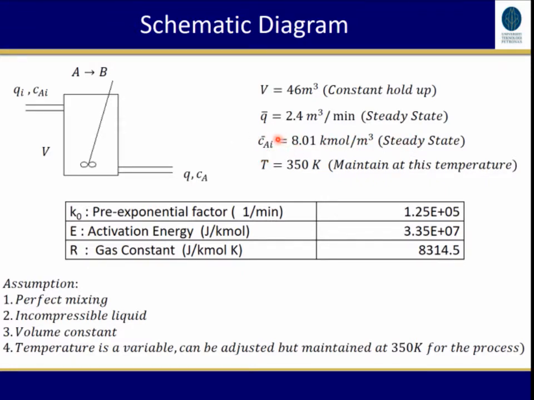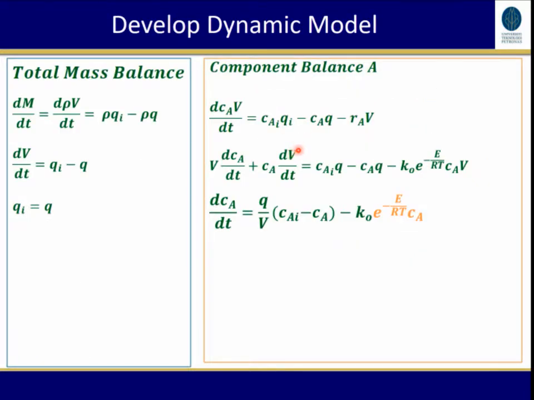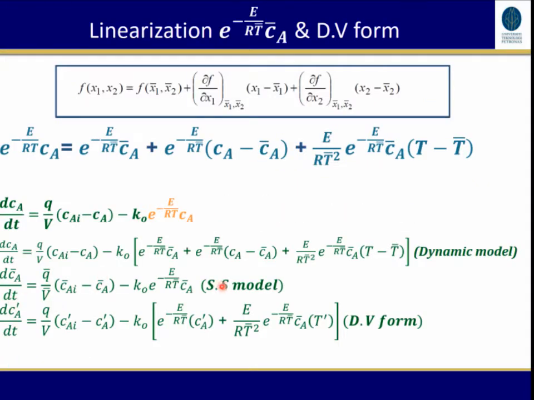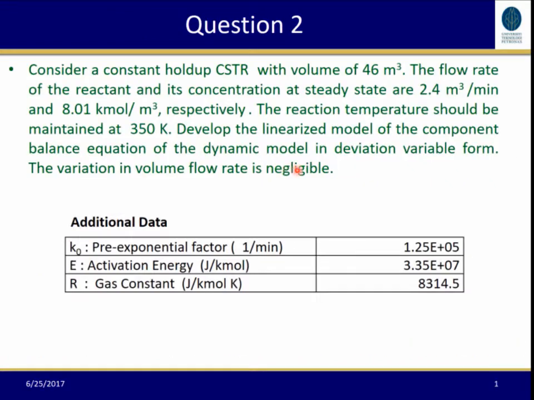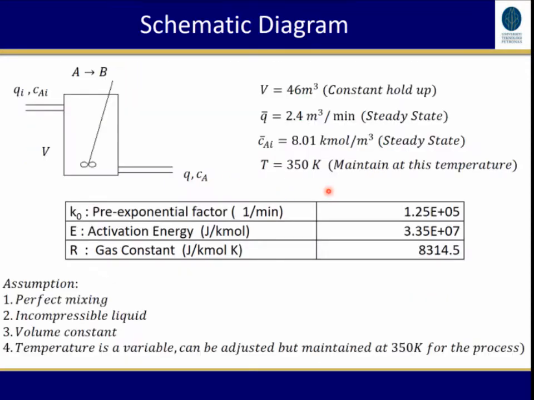It's not CA bar, because later when we solve the dynamic models until we get the steady state, there will be two terms, which are CA bar and CAi bar. The question always gives us the information at the initial steady state concentration, so that is CAi bar. Be aware of that. We are also told that the process is carried out at a temperature of 350 Kelvin and is maintained at that temperature for the whole process.